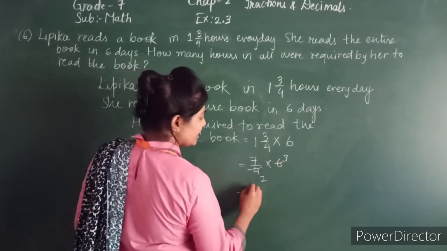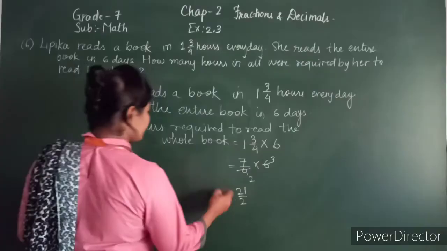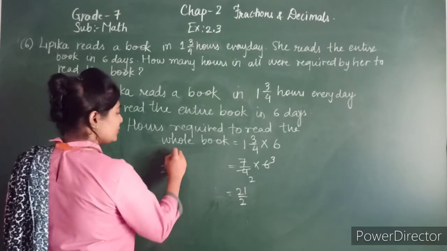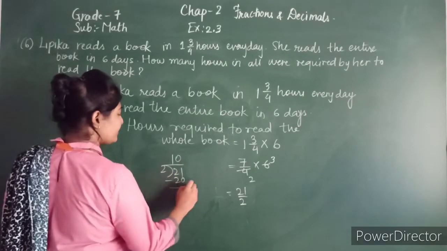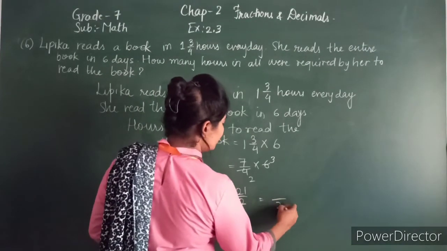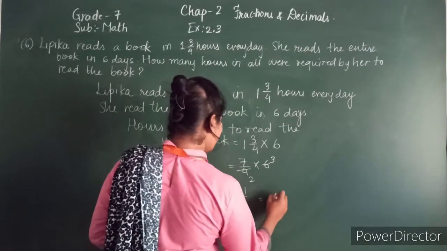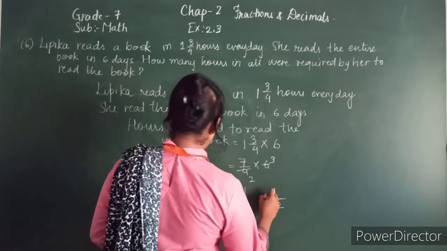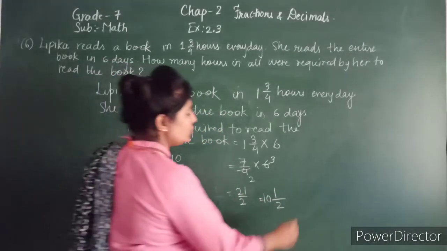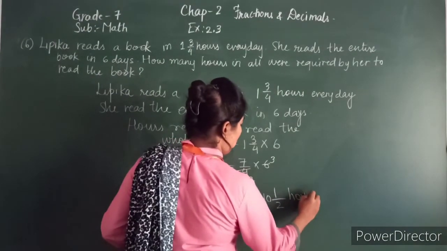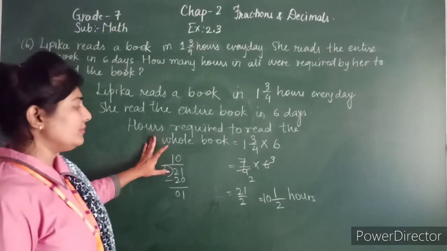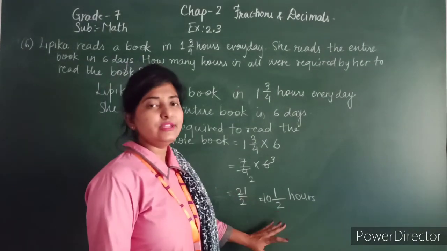So 7 3s are 21/2. Here the numerator is greater than the denominator, so we have to convert this. So 2 10s are 20. So 1 is the remainder. So we have to write 2 here. We write 1 and here 10. So the answer is 10 1/2 hours. So hours required to read the whole book is equal to 10 1/2.